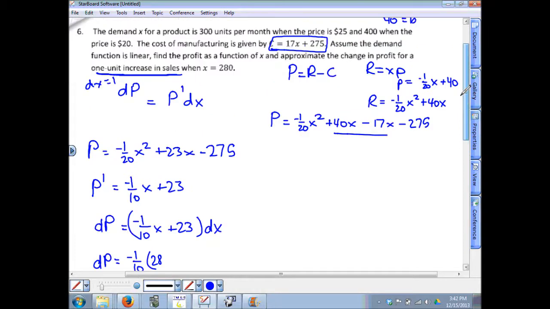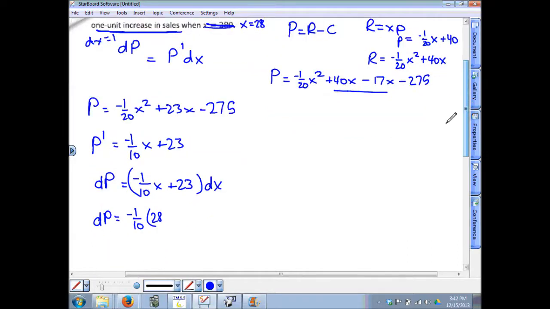Oh, you know what? I just remembered there was a typo in this problem. I'm sorry. Question 6. This x value is incorrect. It should be x equals 28. So this is negative 1/10, not times 280, it's negative 1/10 times 28.